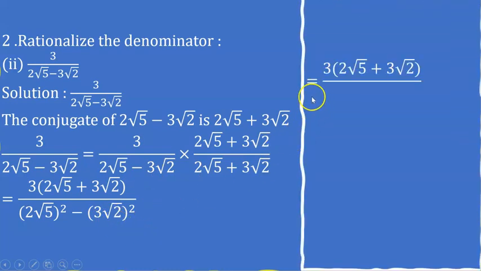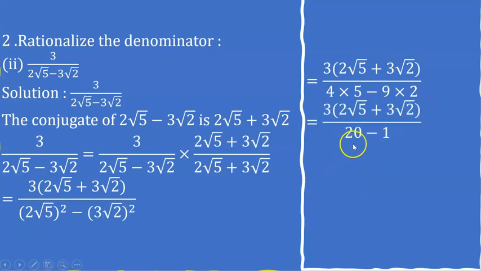See the simplification. 3 in bracket 2 root 5 plus 3 root 2. Now next, square of 2 root 5 bracket square, the square of 2 is 4 and the square of root 5 is 5. Okay, therefore here you will get 4 into 5. And the next, the square of 3 is 9 and the square of root 2 is 2. Therefore 9 into 2. And hence in the denominator you will get 4 into 5, 20, minus 9 into 2, 18. Keep the numerator as it is. 20 minus 18, you will get here 2.